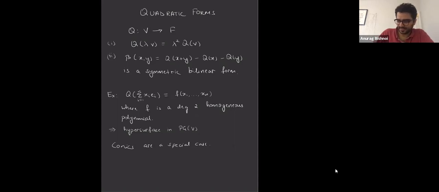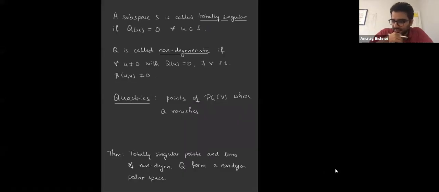Okay, and we are really interested in points inside the projective space. So what we care about are these subspaces of the vector space, or you can say of the projective space, which are called totally singular if all of their points vanish on Q. If Q vanishes on all of these points, okay? And then there's a notion of non-degeneracy as well, which says that if you have a non-zero vector where Q vanishes, then there must be at least one vector such that beta of u comma v is non-zero.